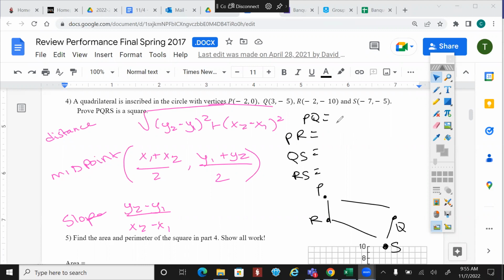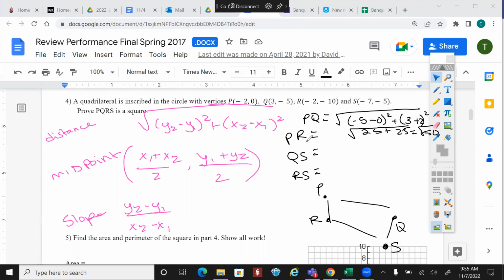Okay, so let's try it. So for PQ, I'm just going to check your work. All right, -5 minus 0 squared plus 3 minus -2 squared. So that's going to give me 25 plus 25. Remember, you're going to take the square root of 50. That makes sense. Okay, cool. Square root of 50. That sounds more accurate.